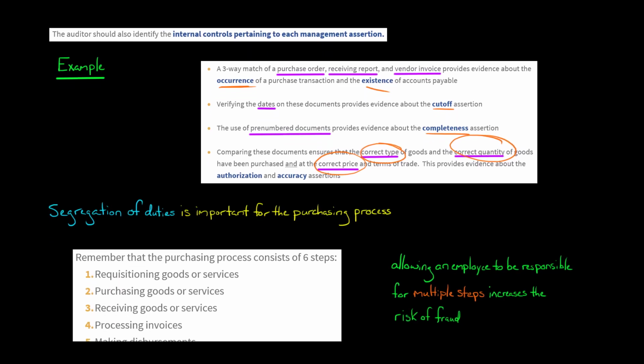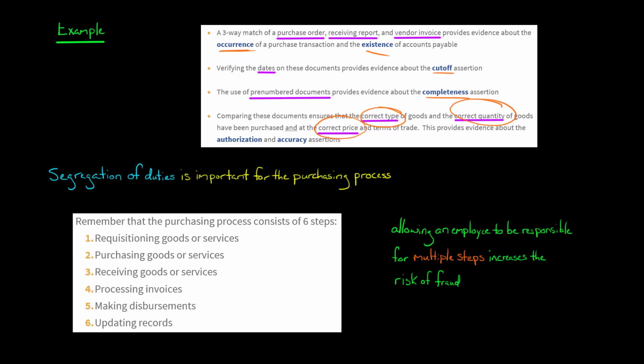And the auditor is going to go and try to verify these things. But first they need to know, does the company even have internal controls in place? Now, segregation of duties is a very important internal control, and you're going to see it when I have the list of management assertions and the different internal controls. Segregation of duties is going to come up a lot. Very important for the purchasing process.